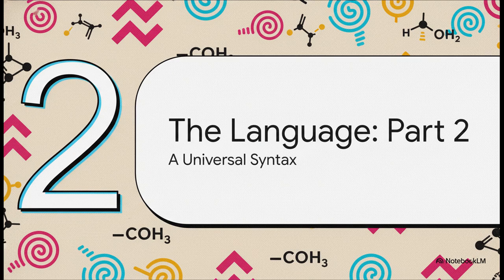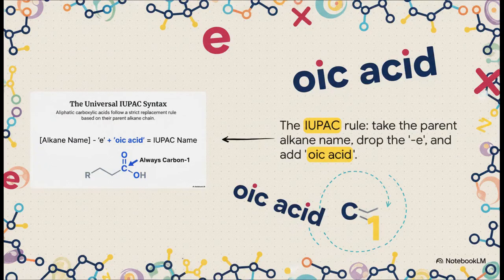But while those stories are really fascinating, they can get confusing pretty fast. For clear scientific communication, chemists needed a universal syntax. And that's where the IUPAC system comes in. The beautiful thing about the IUPAC system is just how logical it is. The rule is super simple. You find the longest carbon chain that has the carboxyl group, you take the name of that alkane, like methane or ethane, you drop the final E, and you just stick oic acid on the end. Now, here's the most important part. The carbon in that carboxyl group is always carbon 1. That's your starting line, no exceptions.